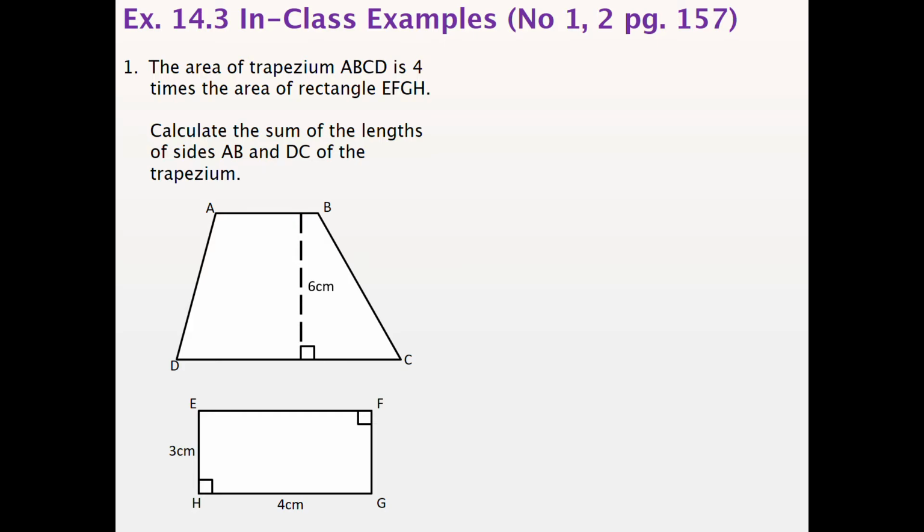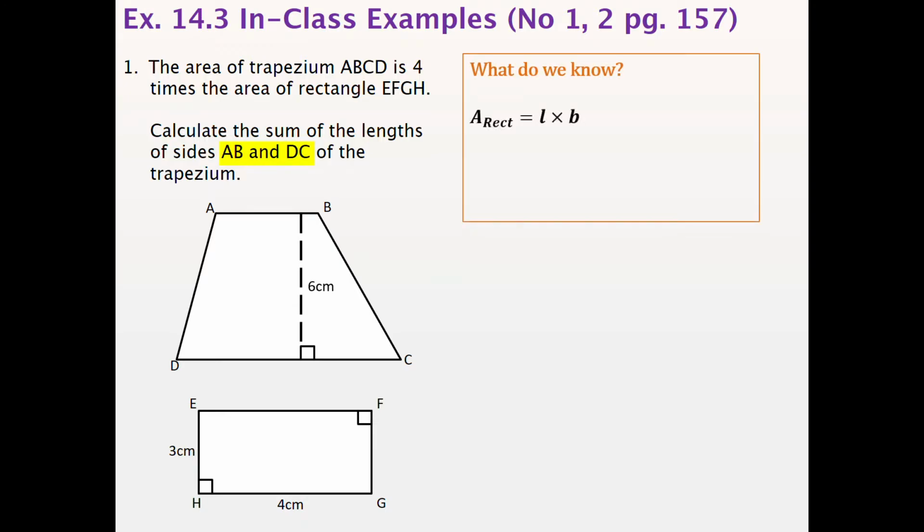Okay, so let's take a look at what we know. We know that the area of a rectangle is equal to length times breadth. We know that the area of a trapezium is equal to half of the height times the sum of those two lengths. Okay, so there's that thing that we're trying to work out. We also know that the area of the trapezium is equal to 4 times the area of the rectangle.